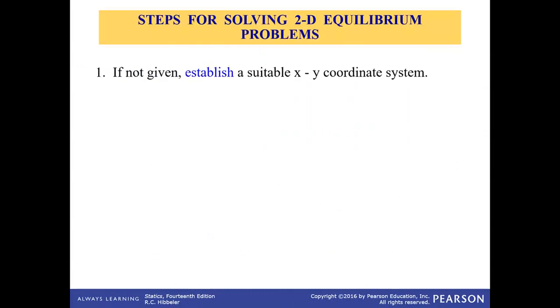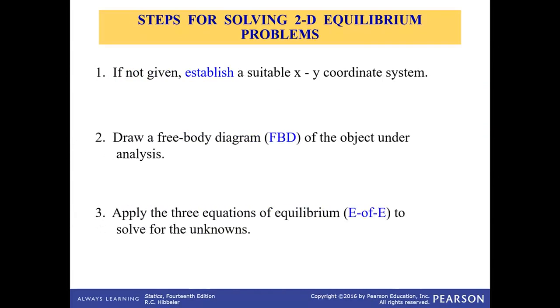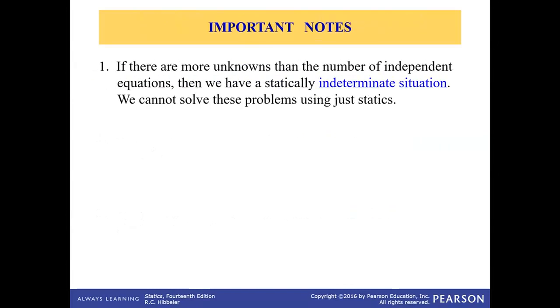So the problem solving steps for 2D equilibrium problems are: first, define the coordinate system if it is not defined. Next, draw the free body diagram of the object under analysis. And third, apply 3 equations of equilibrium to solve for the unknowns. Those 3 equations are sum of forces in x equal to 0, sum of forces in y equal to 0, and sum of moments about any point equal to 0. However, there are a few things that we need to note here.